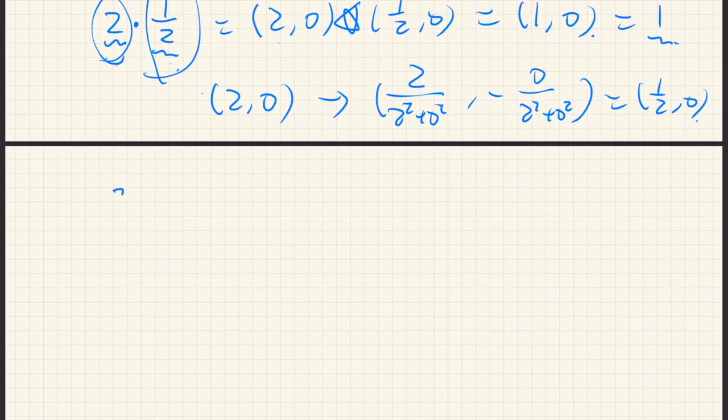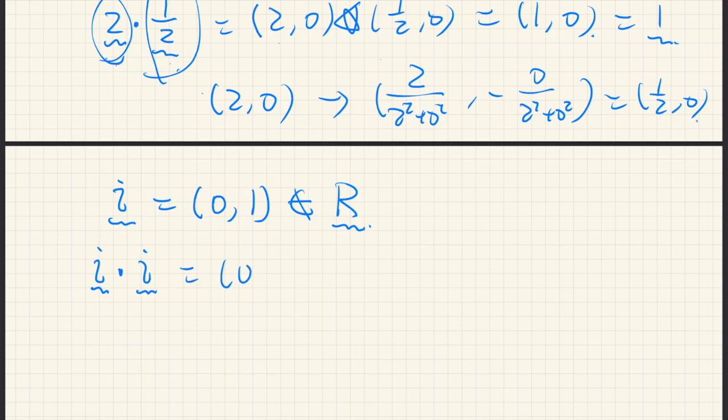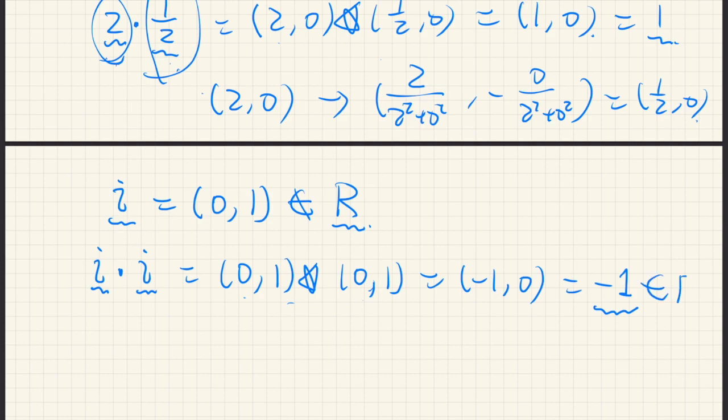Now let's define a special element, I wavy line, by (0, 1). And note that this is not in our R wavy line. Okay? And if we multiply I with I, then (0, 1) star (0, 1), according to our definition, is (-1, 0). So that belongs to R wavy line. So you can see that this special element I behaves somewhat like the imaginary unit, right? And indeed, it will be considered as the imaginary unit.